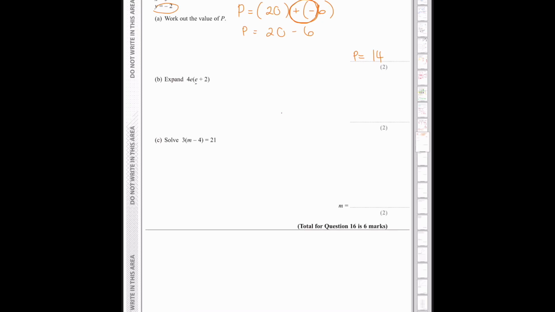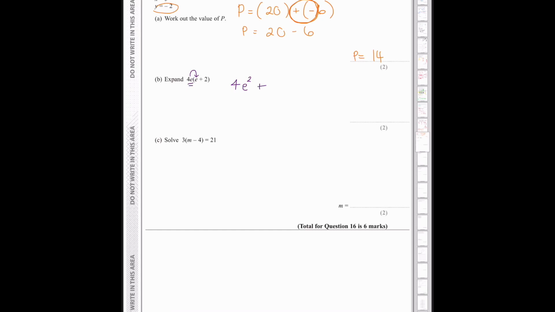Okay, so B then says to expand now. So be careful when expanding. You want to be really careful, making sure that you're not missing anything out. So here what you've got is 4e being multiplied by e. So 4e being multiplied by e just gives us 4e squared, because you're just having two lots of e's being multiplied together, as well as the 4, obviously.